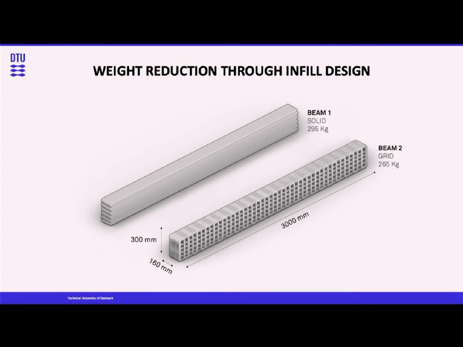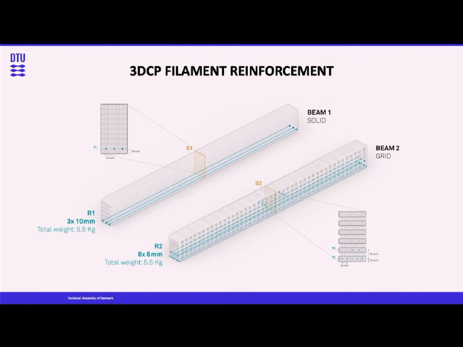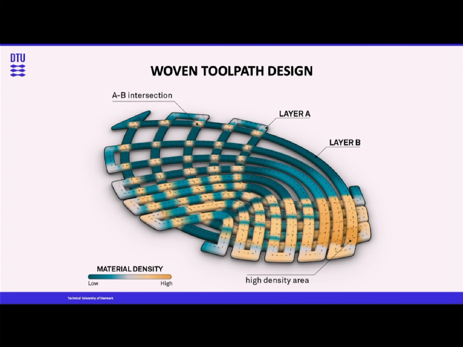And the first step was to compare a simple grid porous beam with a full beam. So these are one-to-one elements we designed and printed. They are 3 meters long, and they were reinforced with the same volume of rebars. And to print the grid beam, we had to come up with a way of optimizing again the toolpath and the amount of material we were employing.